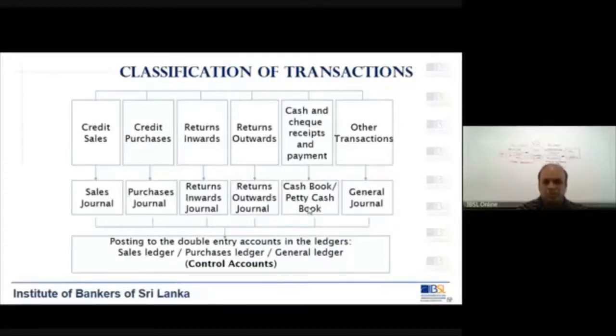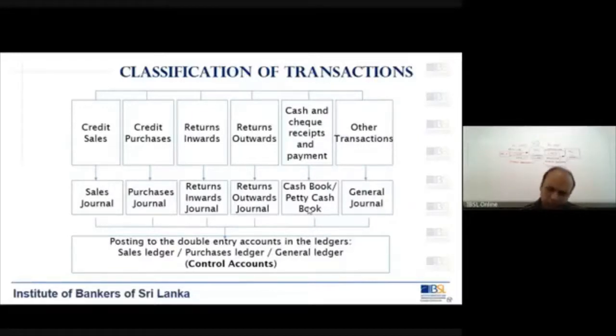And this shows more or less a snapshot of all the possible transactions in a business concern like this toy company. We call them credit sales, credit purchases, return inwards, return outwards, cash and cheque receipts and payments, and all other transactions. These transactions are routed through the 7 books that we learned: sales journal, purchases journal, return inwards journal, return outwards journal, cash book, petty cash book, and finally the general journal.